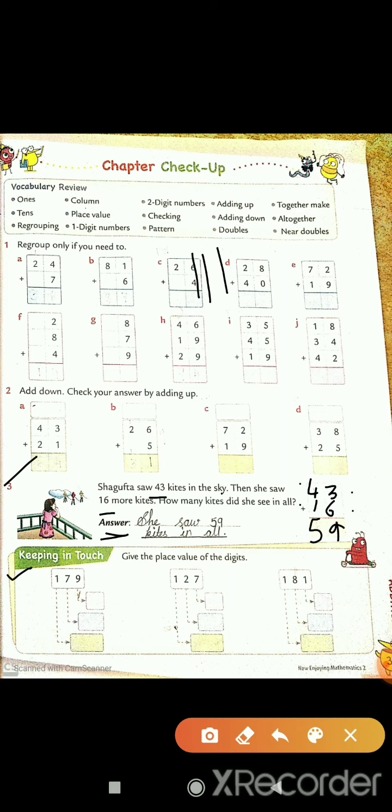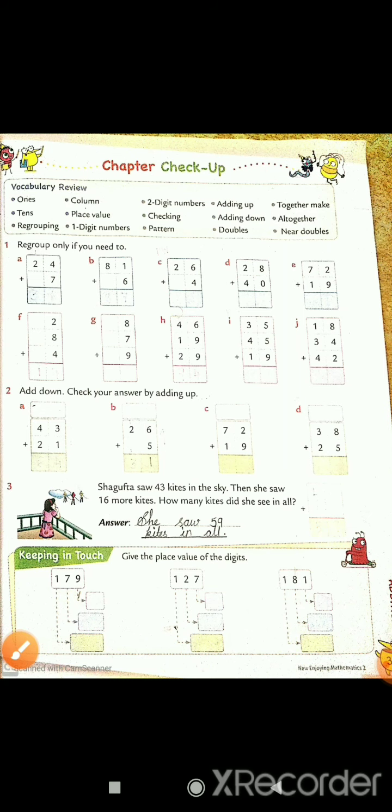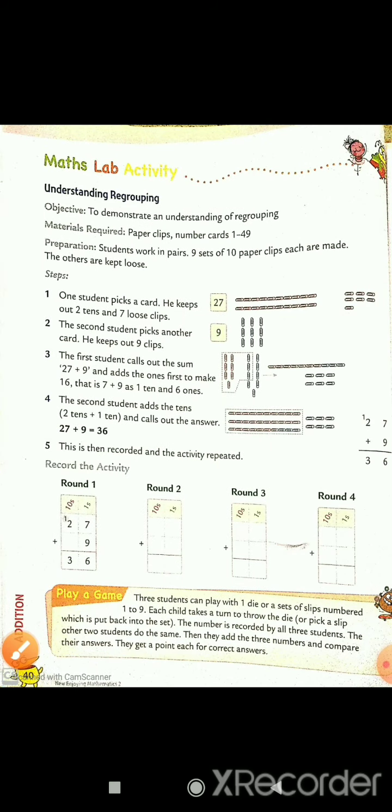Next, this keeping in touch, this you will do on your own. You have to give the place value of the digits. Remember, students, chapter number 1. So this you will do on your own. Moving further, next is maths lab activity. Students, this activity we will do when you come to school. Got it, students?